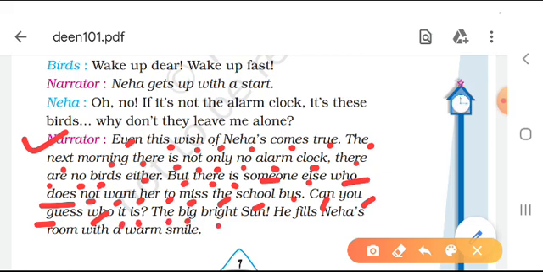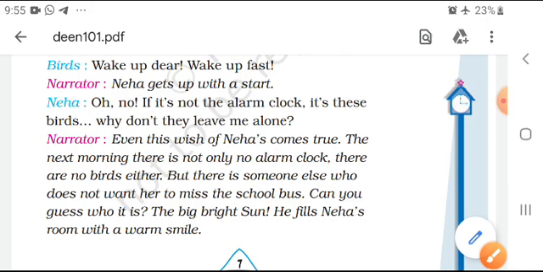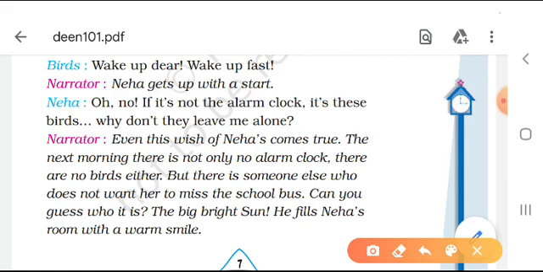The big bright sun. He fills Neha's room with a warm smile. Okay, now, in the next passage, the writer is saying that even this wish of Neha's comes true. Neha thinks that these birds should leave me alone, so this wish of Neha comes true.